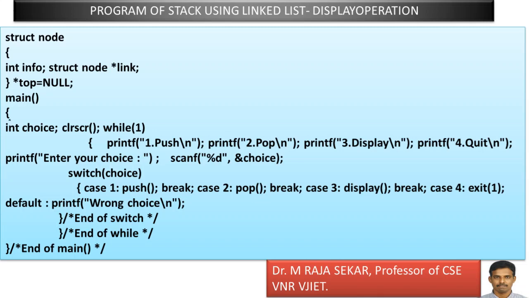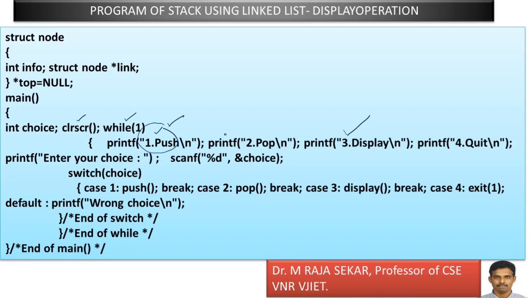Main indicates the beginning of your C program. Int choice is an integer type variable. Clear screen will clear the output screen. While 1 is an infinite while loop. We will enter inside: 1 dot push. I already discussed this push function. It is completed. 2 dot pop, 3 dot display. Now we will try to understand display.